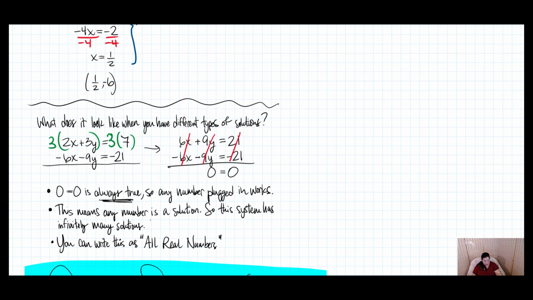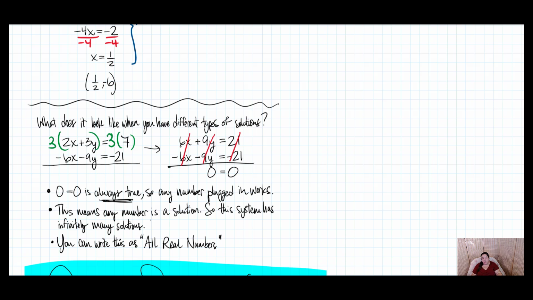So the way you can write this is you can write all real numbers. Let me erase this part, sorry. You can write all real numbers. You can write infinitely many solutions. I don't really think that you should write just infinity. That doesn't really work. But this is a possibility for you.